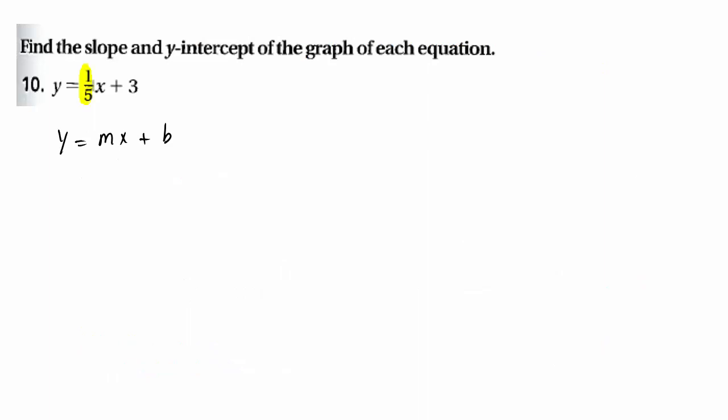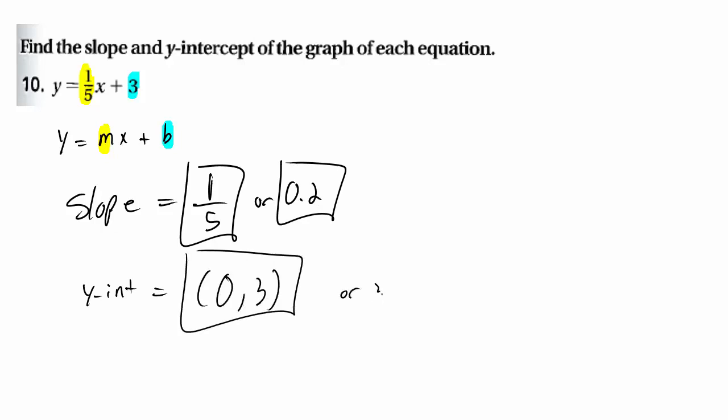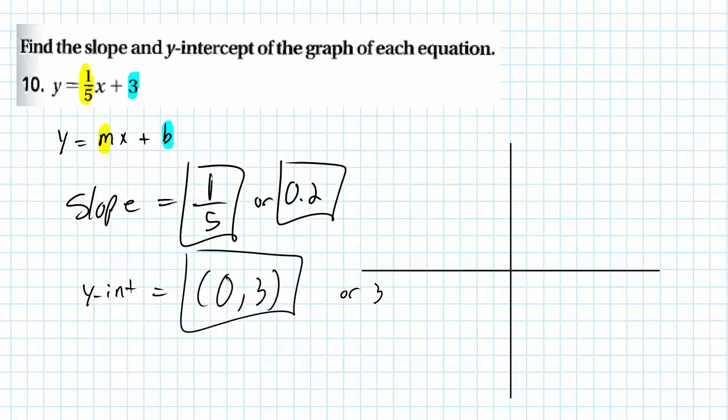Here I'm trying to find the slope and the y-intercept of each graph. Since this equation is in slope-intercept form, the slope is the coefficient of x, and the y-intercept is the number that's off by itself. I could say the slope is 1/5. You could put it as a decimal as well. The slope can be 1/5 there if you want to leave it as a fraction. The y-intercept is 3.